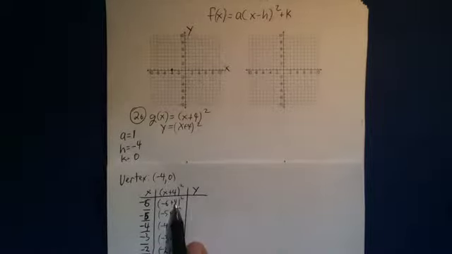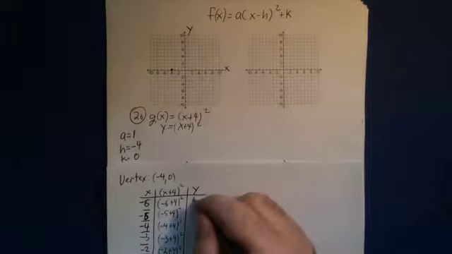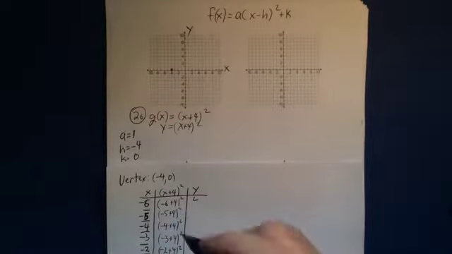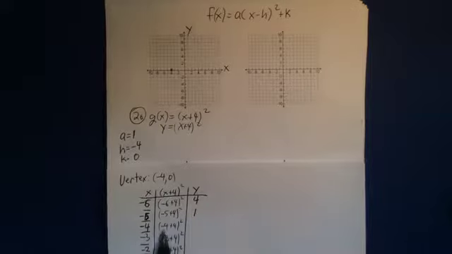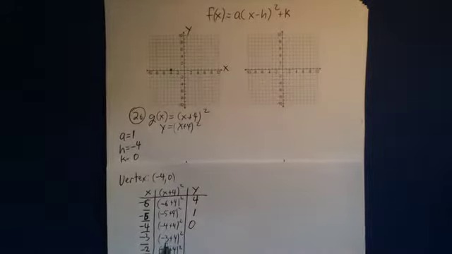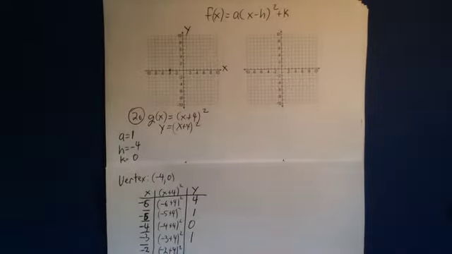So negative 6 plus 4 is negative 2. Negative 2 squared is going to be 4. Negative 5 plus 4 is going to be negative 1. Negative 1 squared is going to be 1. Negative 4 plus 4 is 0, and 0 squared is 0. Negative 3 plus 4 is 1, and 1 squared is 1. Negative 2 plus 4 is 2, and 2 squared is 4.